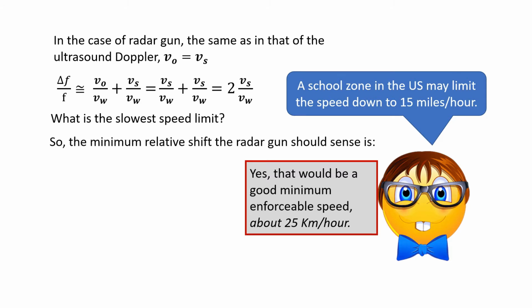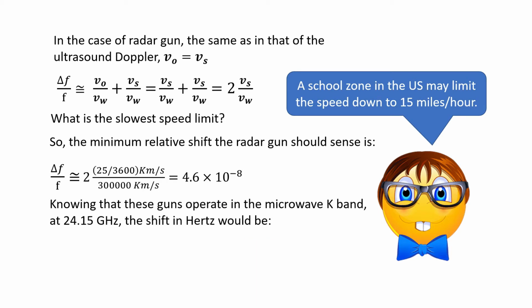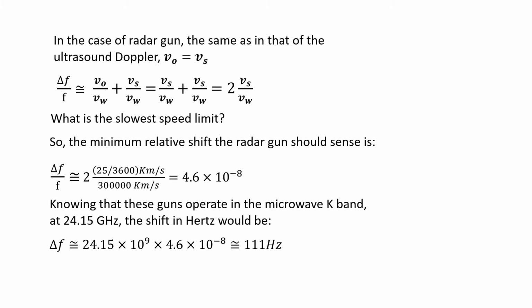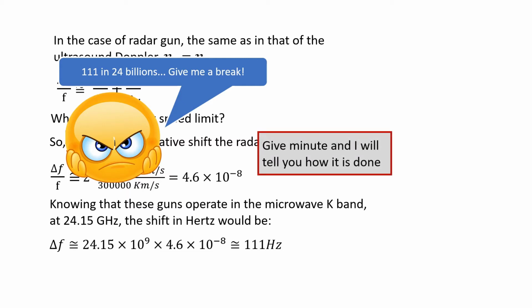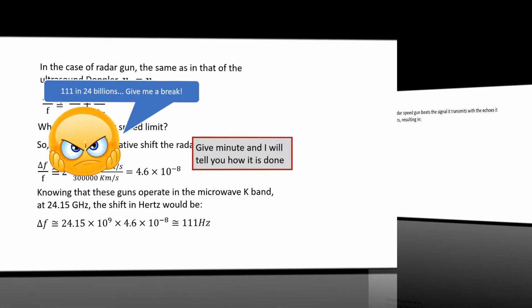So the minimum relative shift the radar gun should sense is 4.6 by 10 to minus 8. Knowing that these radar guns operate in the microwave K band at 24.15 gigahertz, the shift in hertz would be 111 hertz. 111 and 24 billionth with a B. Give me a break. Give me a minute and I will tell you how it's done.